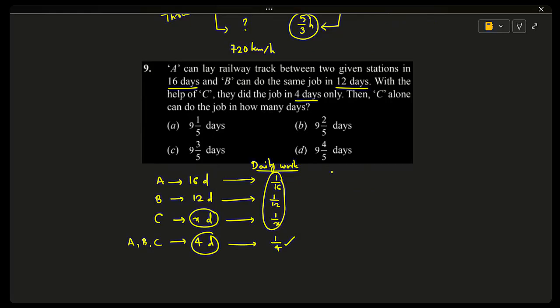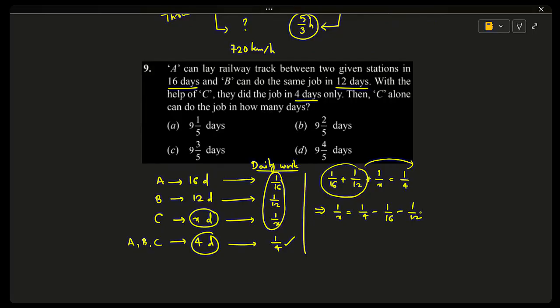So what is the equation we can write? 1 by 16 plus 1 by 12 plus 1 by X is going to be 1 by 4. So we need to find the value of 1 by X. So transpose these two towards the right. Addition becomes subtraction. So we can write 1 by X is equal to 1 by 4 minus 1 by 16 minus 1 by 12.